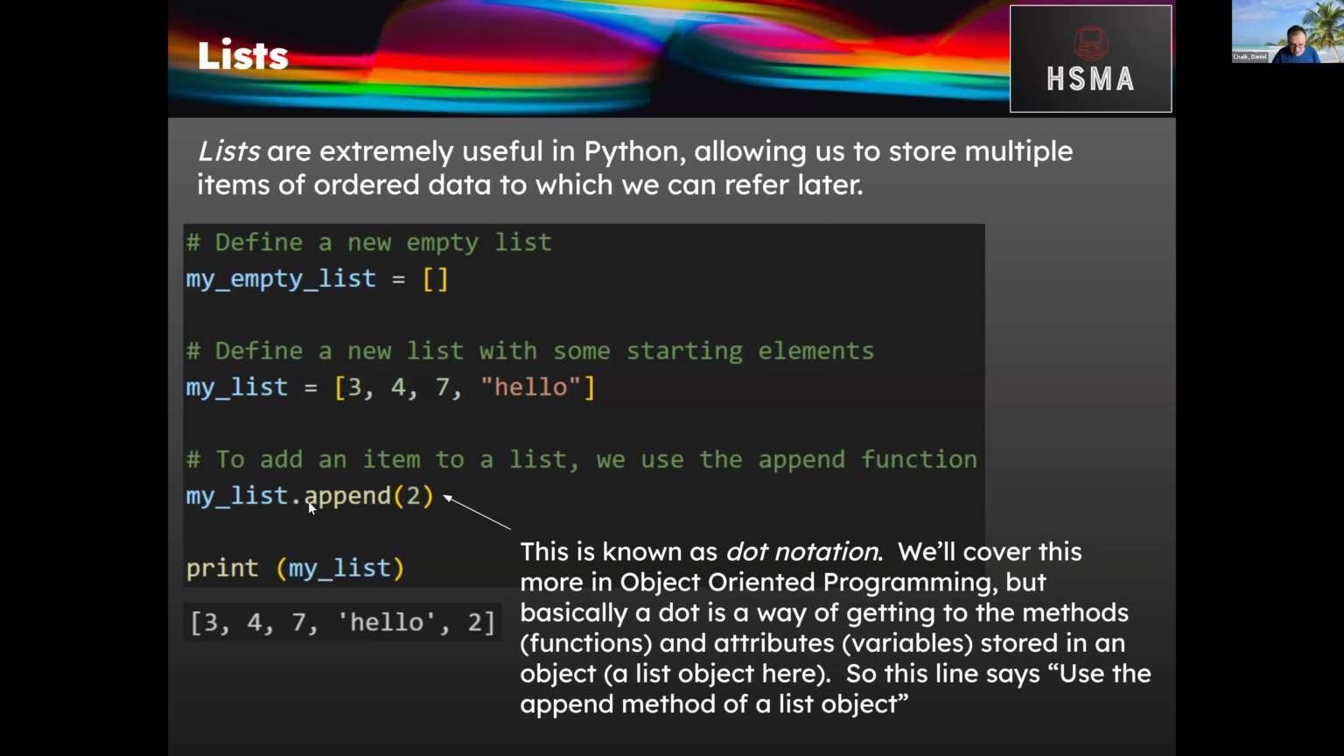So when you see the dot here, it basically means use the thing after the dot, that belongs to the thing before the dot. That's basically what dot notation is.